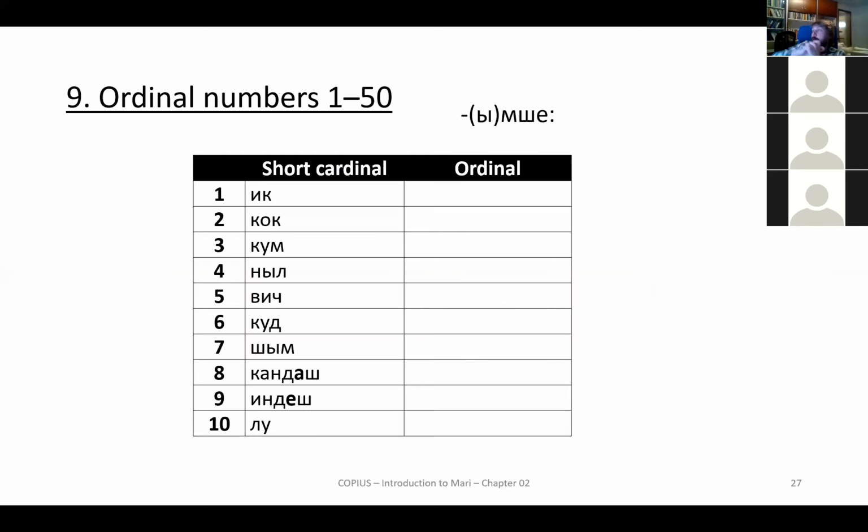Okay, something where we can have an exercise again. So we've met the cardinal numbers, and now we're doing the ordinal numbers. The ordinal numbers are formed with the suffix umshe, umsho, umshö, attached to the short form of the cardinal number. The only thing you have to be careful of is that if the short form of the cardinal ends with an M, there's a so-called haplology.